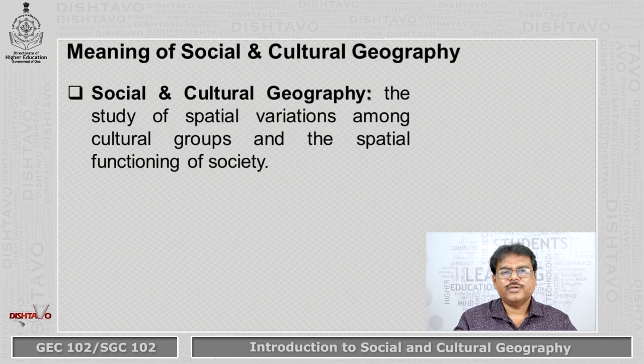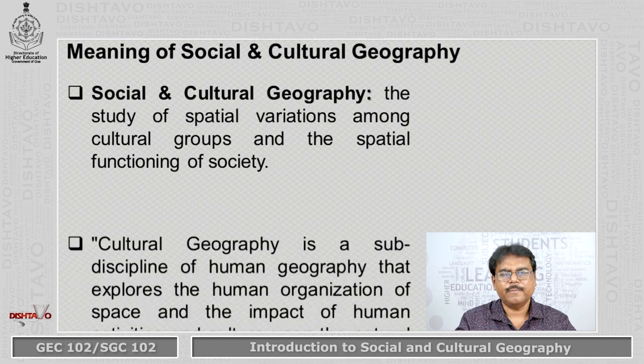Social and cultural geography is the study of spatial variations among cultural groups and the spatial functions of the society. There is a lot of variation with regard to space and also with regard to the functioning of the society. So, this is the integral component of social and cultural geography.